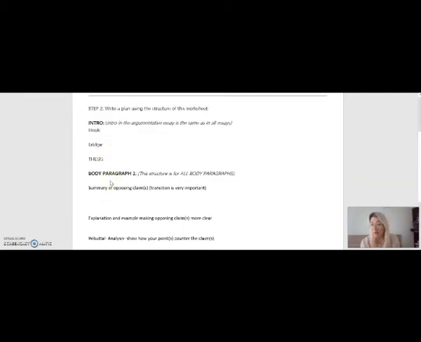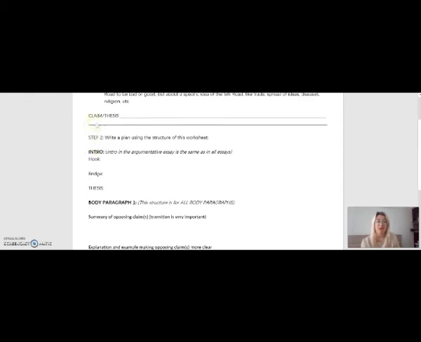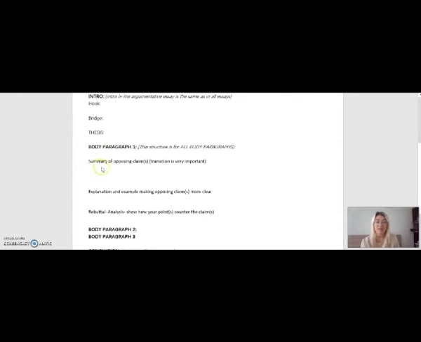Now the body paragraphs are going to be a little bit different. This right here is for all 3: 1, 2, 3. First, you want to start with the opposing claim, meaning the one that is against yours. So if you're arguing that the trade was negative in the Silk Road, you're going to say, some may say, or historians have argued, or whatever other people may say.